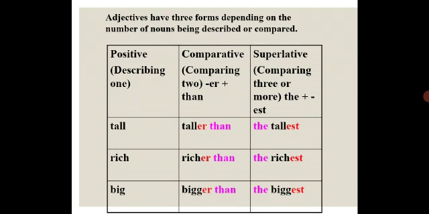There is a chart given here. Positive, describing word like tall, comparative taller than, superlative the tallest. Rich, comparative richer than, superlative the richest. Positive big, comparative bigger than, and superlative the biggest.